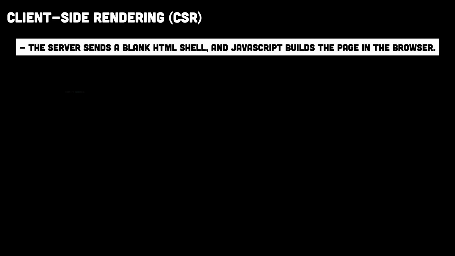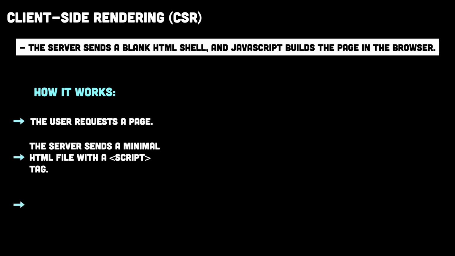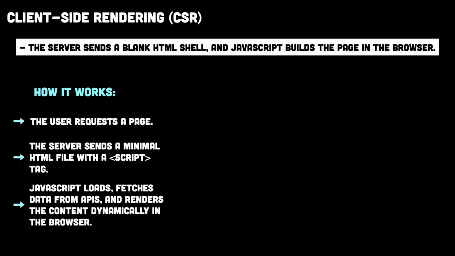Then there's client-side rendering. Client-side rendering means the browser does most of the work. The server sends a nearly empty HTML file, and JavaScript fetches content and renders the page inside the browser. So how this works is, the user requests a page, then the server sends a minimal HTML file with a script tag, then JavaScript loads, fetches data from APIs, and renders the content dynamically in the browser.